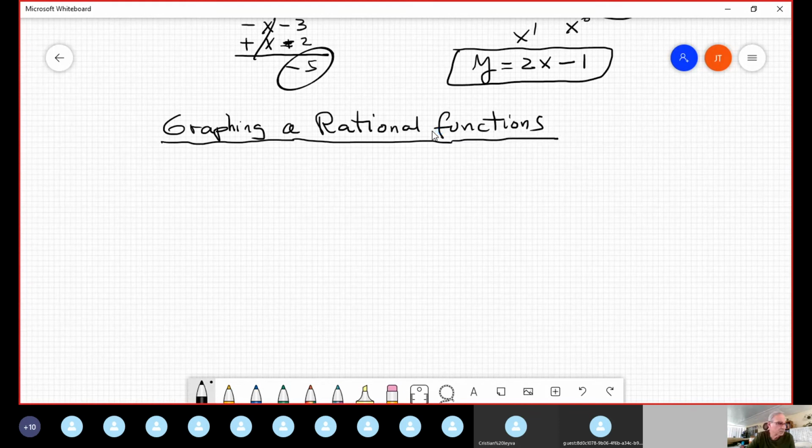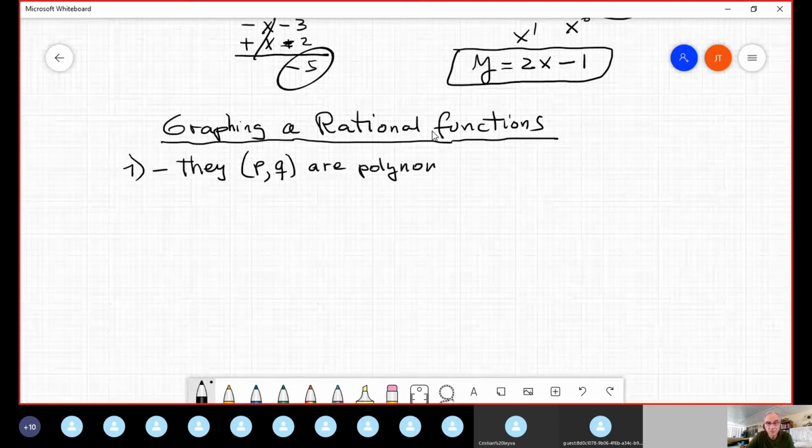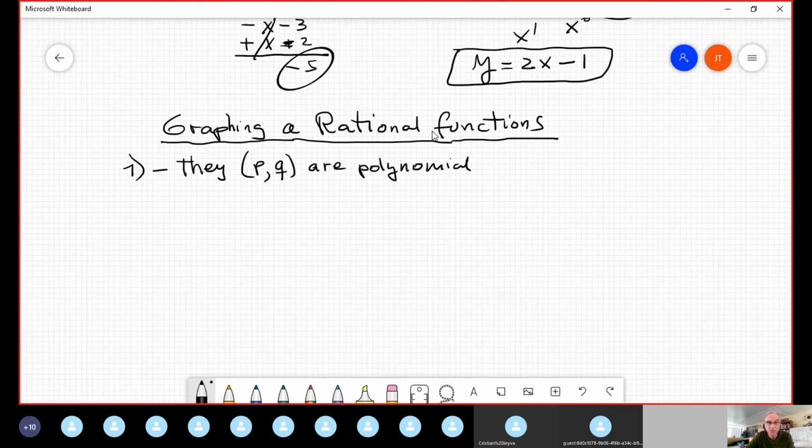Step 1. Step 1 is to make sure the polynomials have no common factor. So you need to guarantee that the polynomials P and Q are polynomials with no common factor.